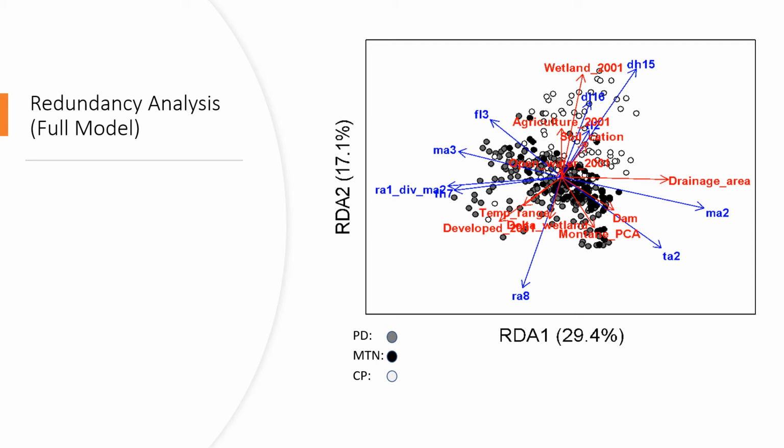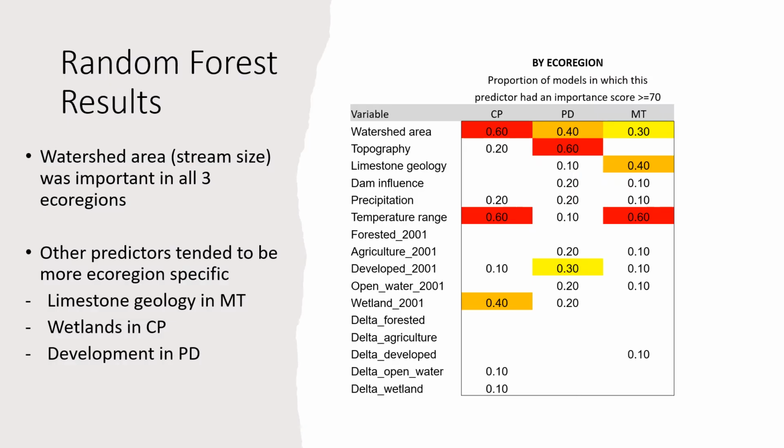But what we're also interested in is how flow response varies between ecoregions. And this is where random forest really helps us out. And what we found was that both the RDA and the random forest indicated that environmental flow responses tended to be more ecoregion specific. So now let's synthesize this information across all 10 response variables, all 16 predictor variables, and all 3 ecoregions, and see what generalities we can make.